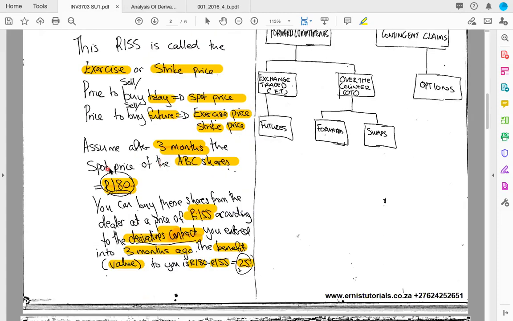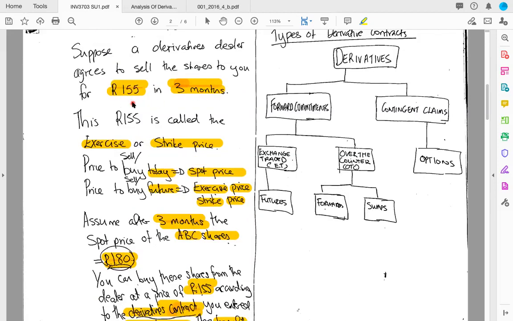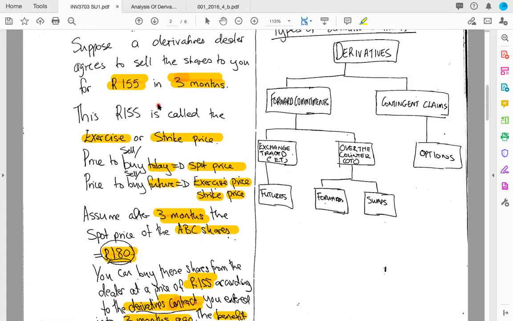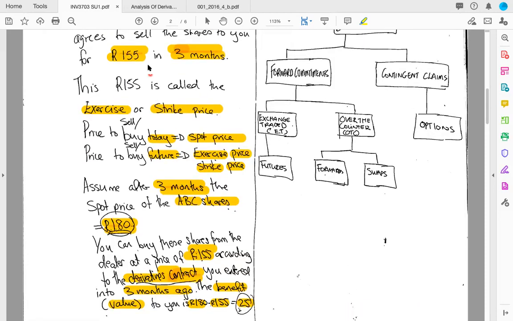So after 3 months, you might actually find that the share price ends up being 180 Rand, right? So meaning everyone is buying and selling at 180 Rand. However, you're at a benefit because you agreed to buy at 155 Rand from the dealer, like it was an agreement. So the dealer can then sell the shares to you for 155 Rand.